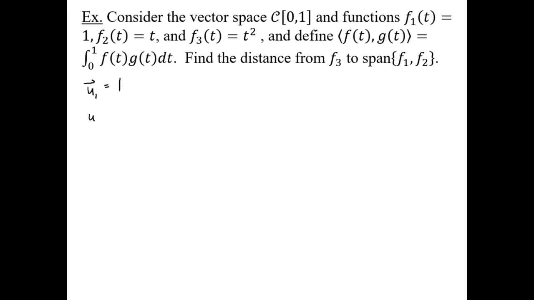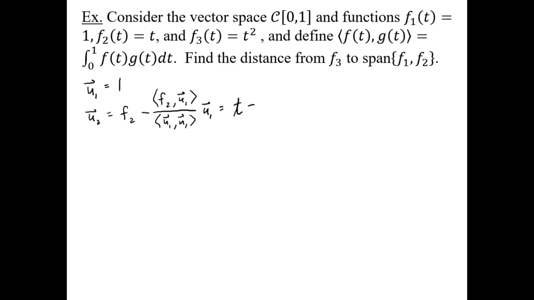And then we're going to find u2 by taking f2, I'll just write f2 for the moment, minus the inner product of f2 and u1 over the inner product of u1 and u1, times u1. Okay, and I guess I need arrows here. This was our formula from last class when we did Gram-Schmidt. In this case, f2 was t, so I'll put t minus.